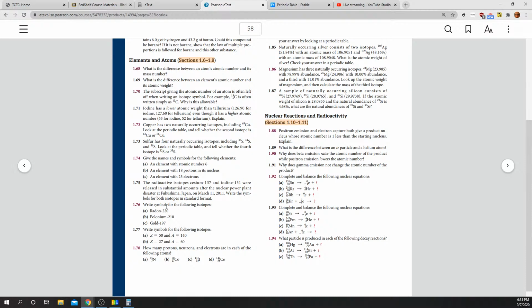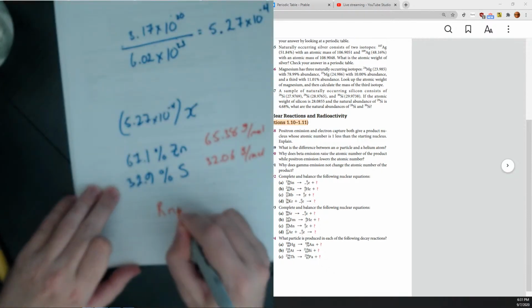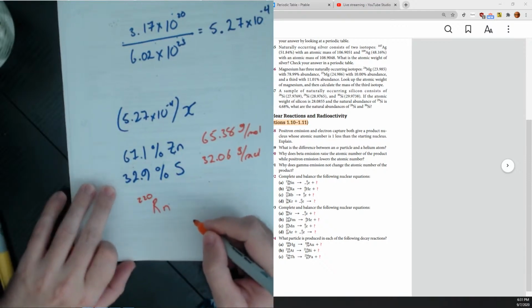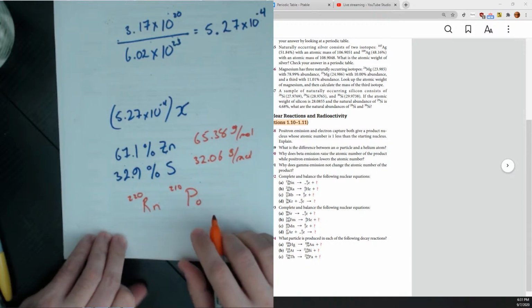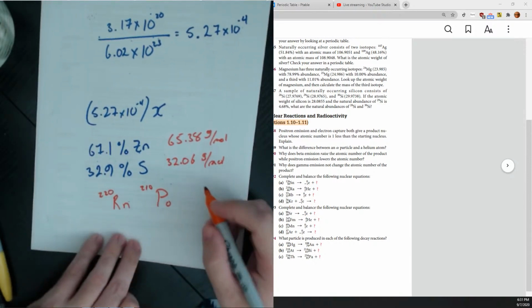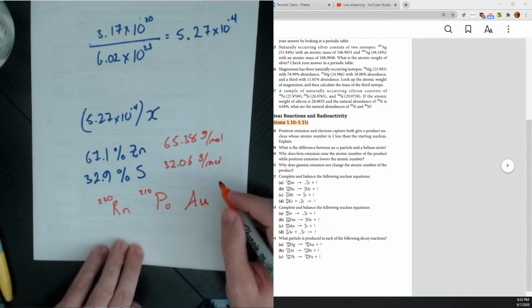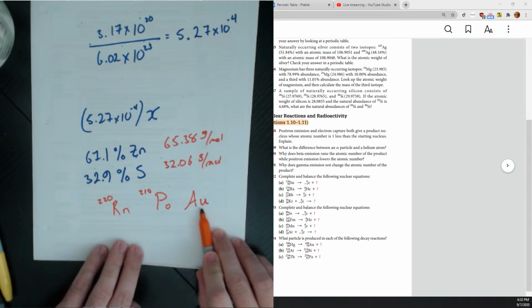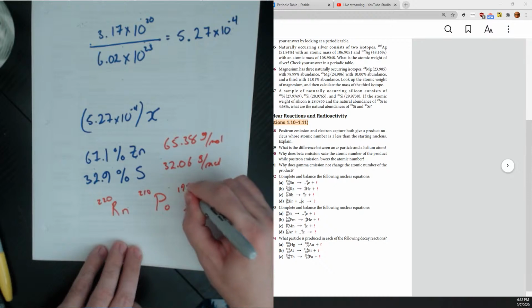Write symbols for the following isotopes. Radon 220. Okay, well, this is a slightly boring problem, but all right. Radon 220 is going to be Rn220. Polonium 210 is going to be Po210. Gold 197. Remember, gold is Au. Silver is Ag. As in, aw, you got me gold. Or, you got me silver, you cheap bastard. All right, so Au 197.